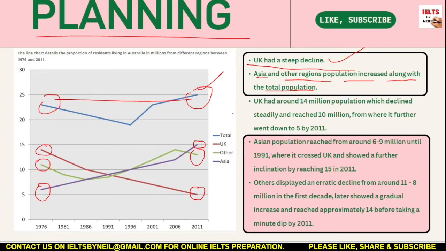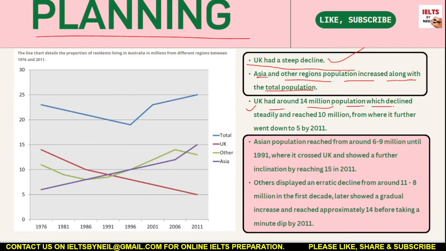Now, coming on to the detailed information, let's have a look. The first one is the UK, which had around 14 million population, which declined steadily. That's correct. And it reached 10 million here, from where it further went down to 5 million by 2011. Okay, so we have finished the UK.